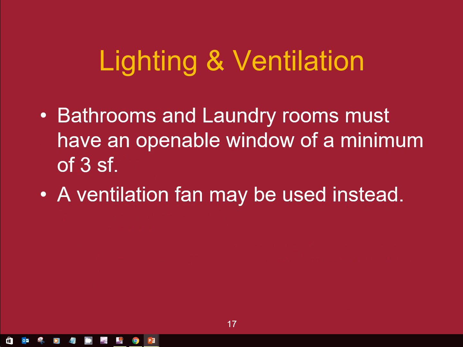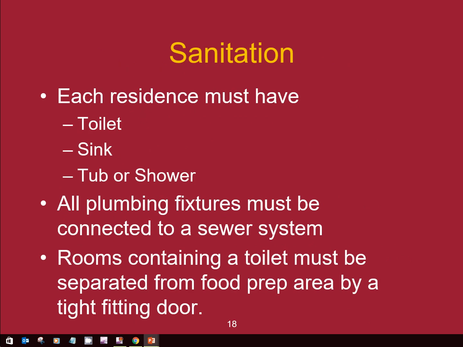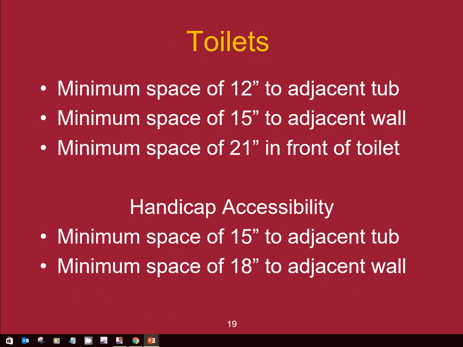Bathrooms and laundries are supposed to have windows, but they may have a fan instead. Each residence must have a toilet, sink, tub, or shower. They're connected to a sewer system. And then spacing for toilets. This is the space from a tub or a wall or hand sink or something like that. So for a handicap accessible area, you got to have more space.